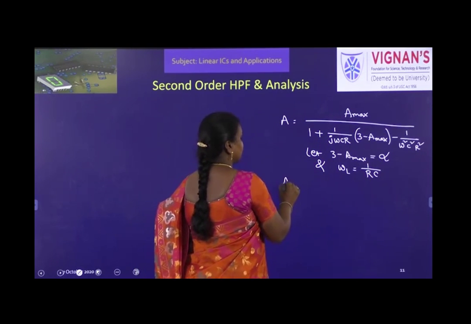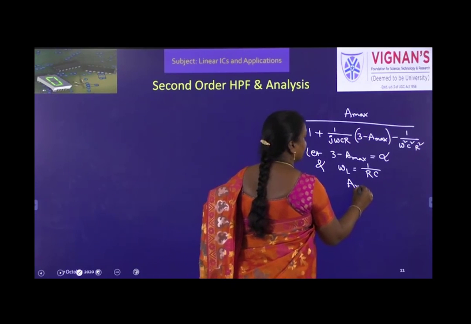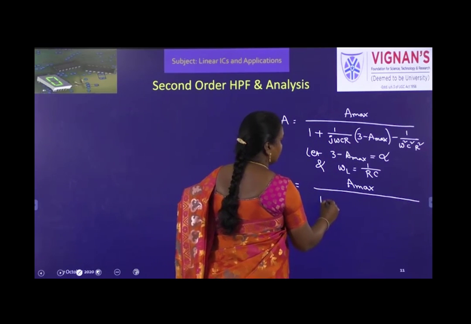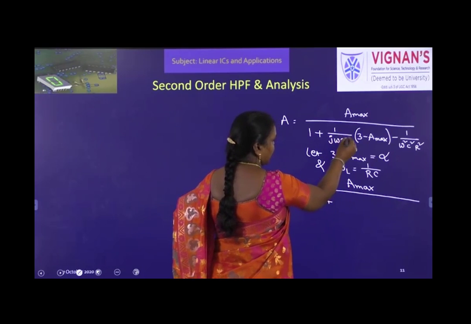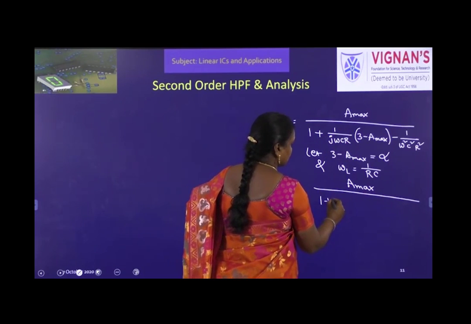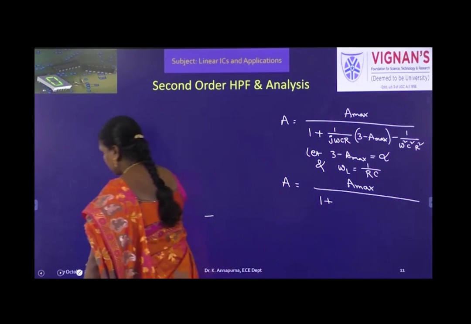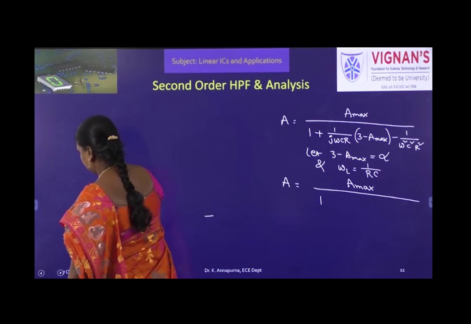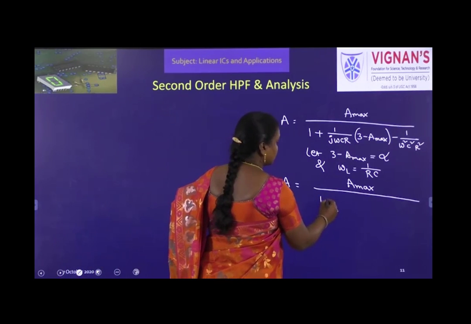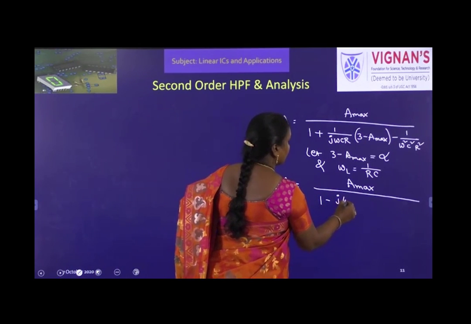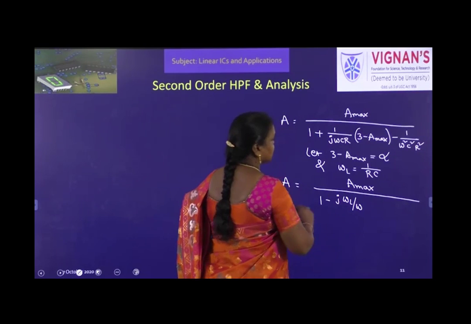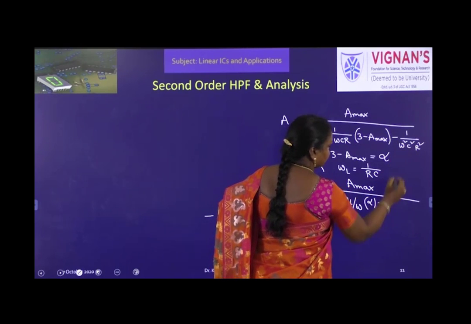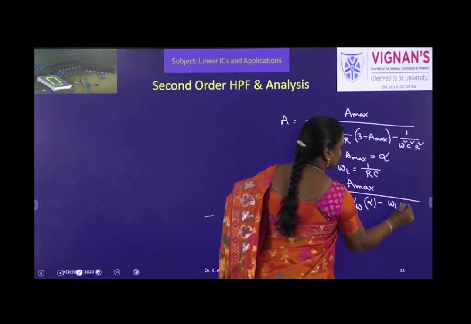Then the expression becomes A max by one plus, here 1 by rc is, and 1 by j is minus j, so here you will get minus, so 1 minus j omega l by omega into alpha minus omega l by omega whole square.